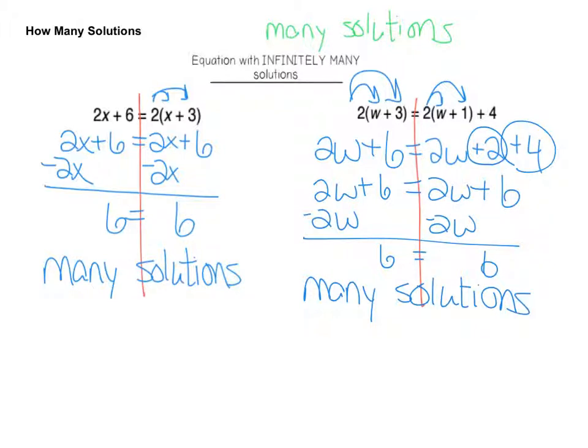You might also see, here's a word I'm just going to introduce, you might see this called an identity. When you get something that is always true, it is often called an identity, mostly because something is equal to itself. When something is equal to itself, that is an identity. Okay, you are ready to do some practice.